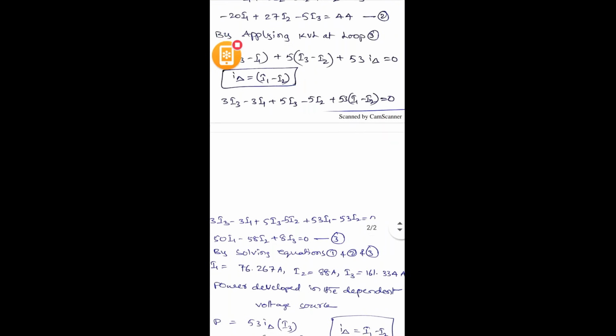Now by solving equation 1, equation 2 and equation 3, I1 is equal to 76.267 amperes, I2 is equal to 88 amperes, and I3 is equal to 161.334 amperes.